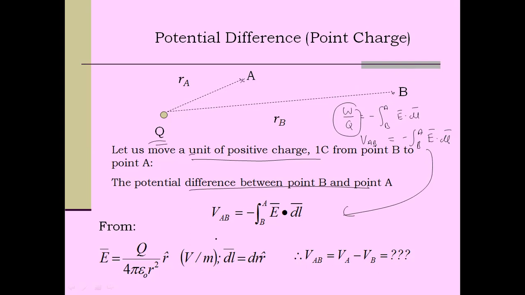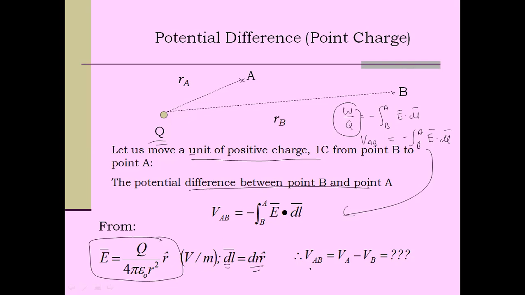Now we know from our discussion in chapter 2 on Coulomb's law that the electric field intensity E produced by the point charge Q is given by this equation. E field is Q over 4 pi epsilon naught R squared in the direction of R. Since E has the R direction, dl will also be in the R direction only, because E dot dl is a dot product. So if E has the R direction, dl must also be in the R direction. That's why this dot product will not be zero.